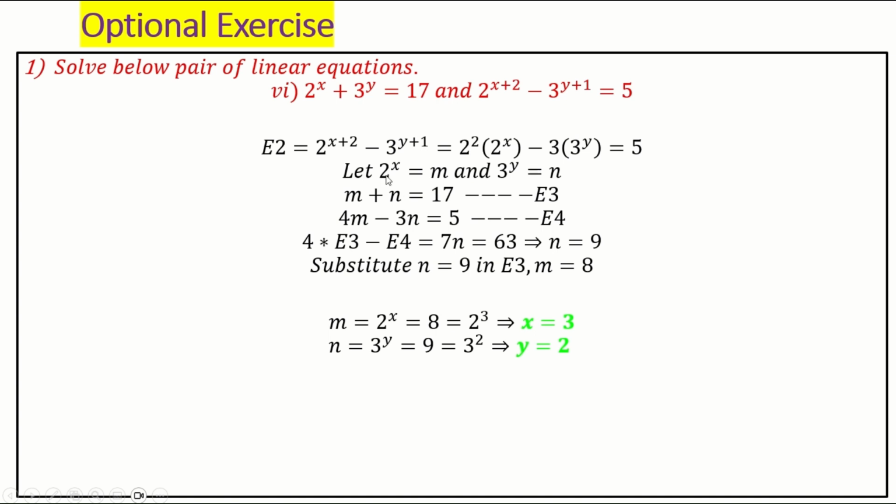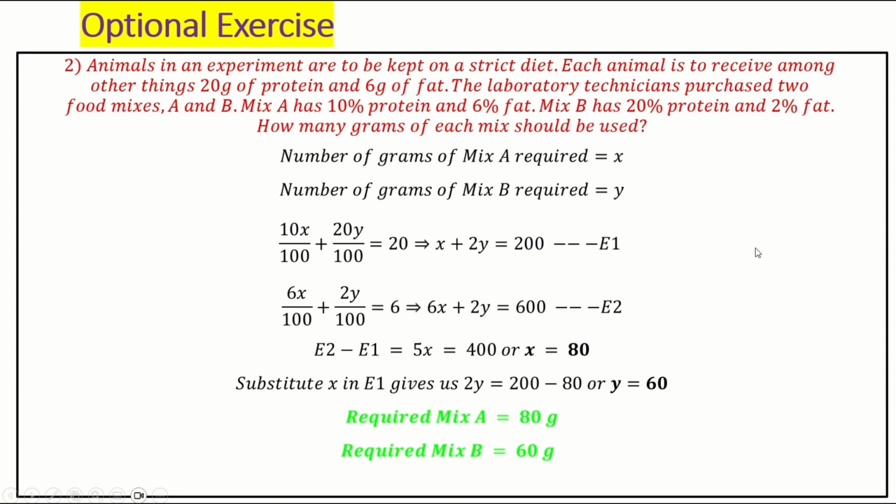So now we know what the variables are, right? 2 power x and 3 power y are common, so you take them as m and n. The first equation will become m plus n equal to 17. The second equation will become 4m minus 3n equal to 5. Now you can solve for m and n. Once you get m and n, you know that m equal to 2 power x, which is equal to 8, so x is 3. n is equal to 9, which is equal to 3 square, so y is equal to 2. Next.